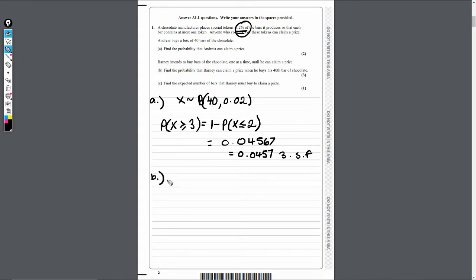It tells us Barney intends to buy bars of the chocolate 1 at a time until he can claim a prize. And it says find the probability that Barney can claim a prize when he buys his 40th bar of chocolate. So this here is binomial, but it's the negative binomial. And the reason why is because it keeps going until he gets it on the 40th bar of chocolate. So it's basically we're getting a lot of failures until we get it on the 40th bar, okay? So we need negative binomial.